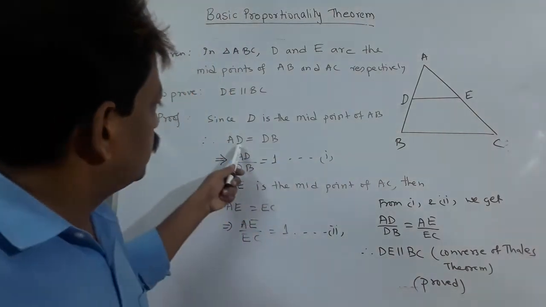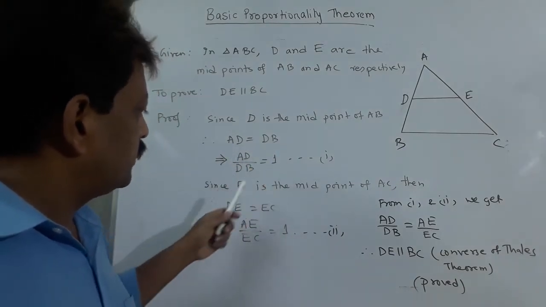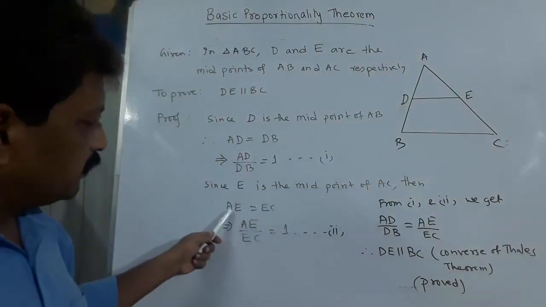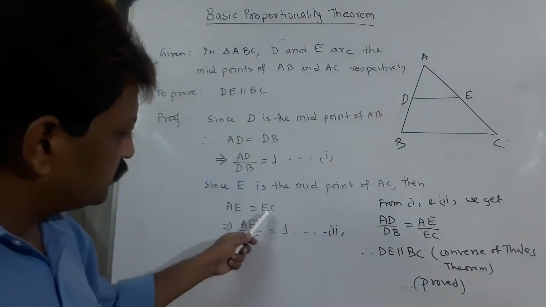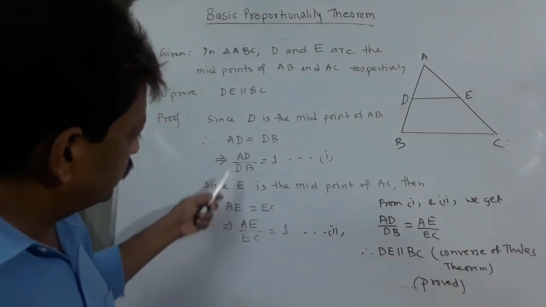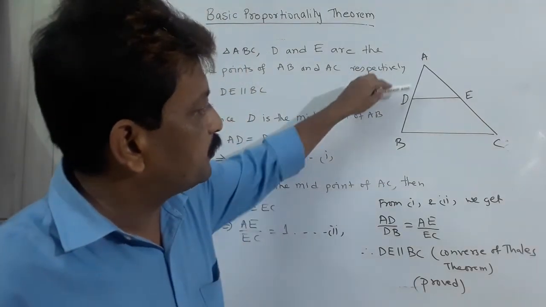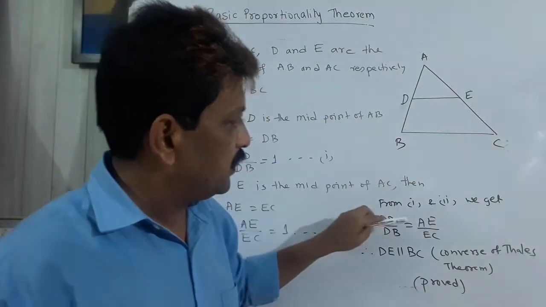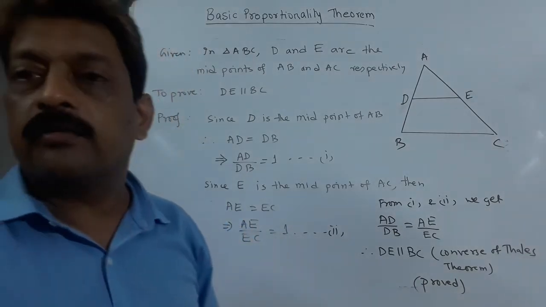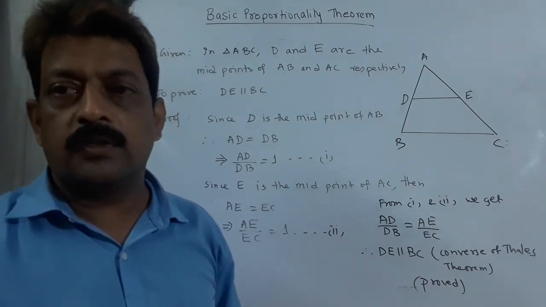D is the midpoint, so AD equals to DB. Therefore, dividing both sides by DB, we get AD upon DB equals to 1. Similarly, E is the midpoint of AC, so AE equals to EC. Dividing both sides by EC, we get AE upon EC is equals to EC upon EC. That is 1. So the right hand side of both the equations are equal. Therefore, left hand sides are also equal. So we have got equal ratio on both sides. AD upon DB is equals to AE upon EC. Now since the ratios are equal, therefore the lines are parallel according to the converse of basic proportionality theorem or Thales theorem. Okay.